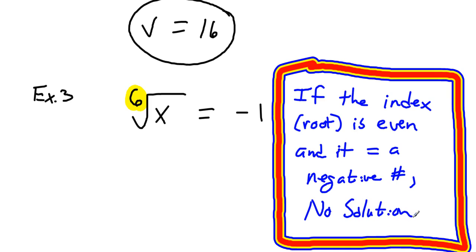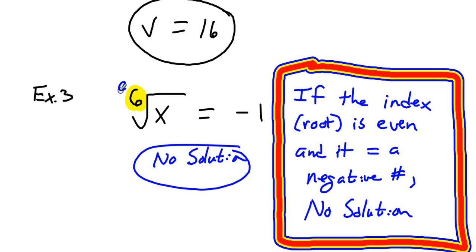So it doesn't matter if that's the sixth root, the fourth root, the square root, anytime that this index is even and that's a negative number, that's always going to be no solution. So it doesn't matter if that was the fourth root of x equals negative 2. That's still no solution. If that was the eighth root of x equals negative 5, it's still no solution. If that's an even number for your index, any single time, it automatically is going to be no solution.